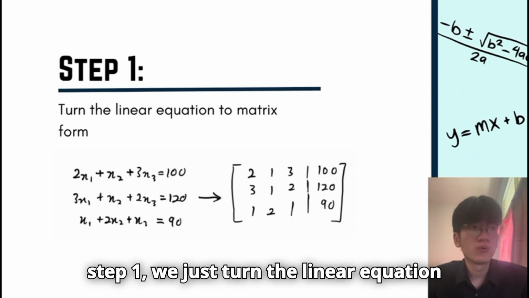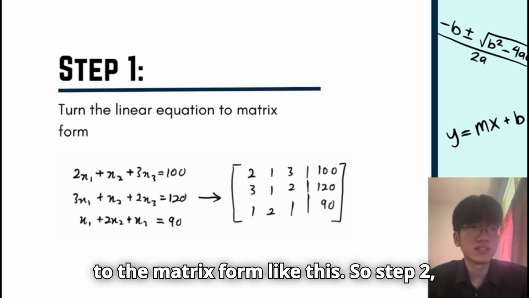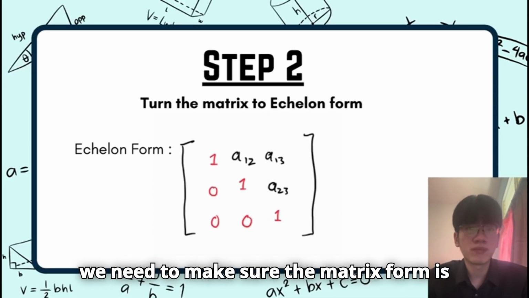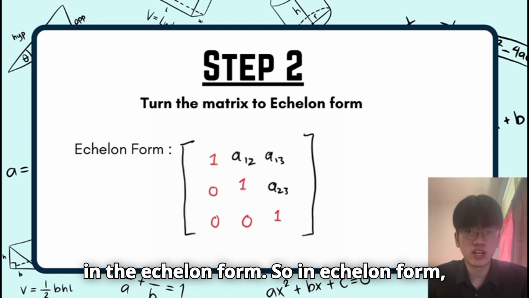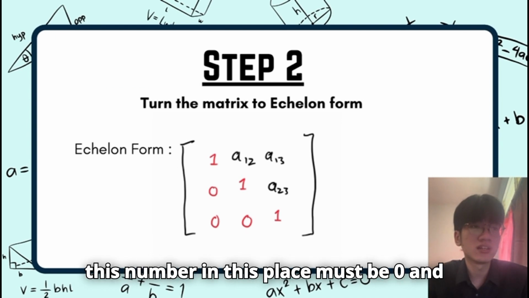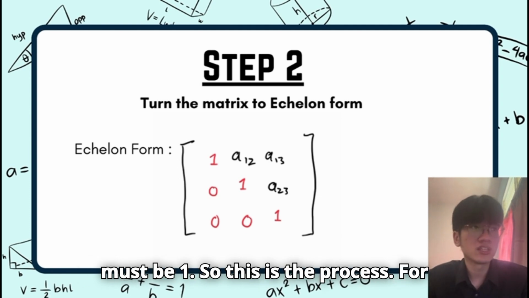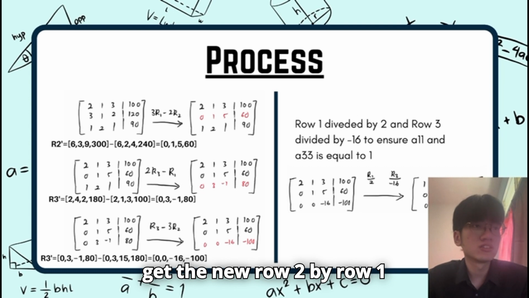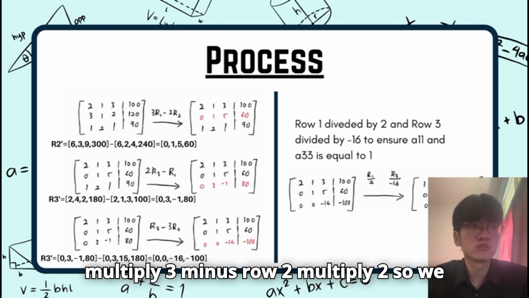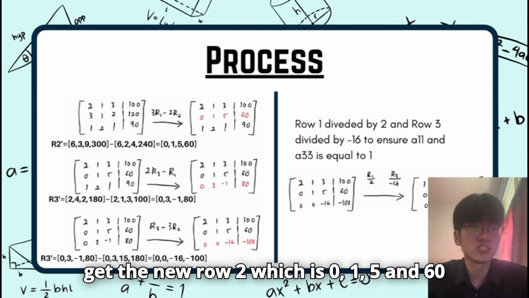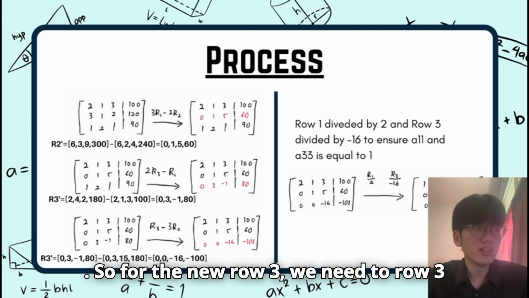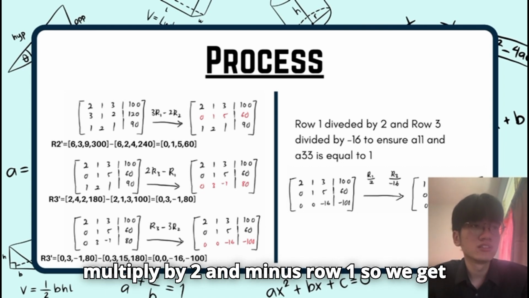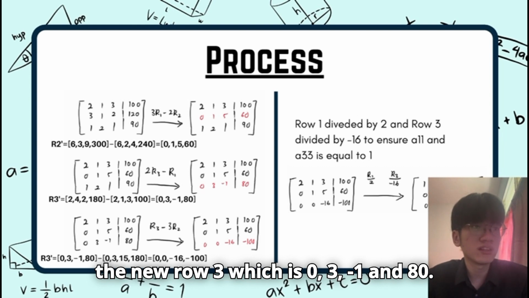For step 1, we just turn the linear equations into matrix form like this. Step 2, we need to make sure the matrix is in echelon form. In echelon form, this number in this place must be 0 and this must be 1. So this is the process. First, we get a new row 2 by row 1 multiplied by 3 minus row 2 multiplied by 2. So we get the new row 2, which is 0, 1, 5, and 60. For the new row 3, we take row 3 multiplied by 2 and minus row 1. So we get a new row 3, which is 0, 3, negative 1, and 18.